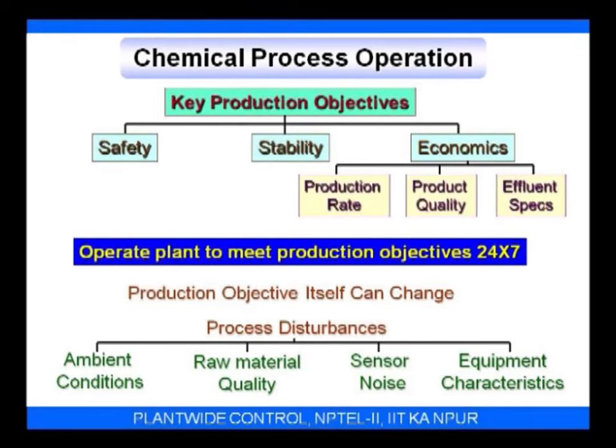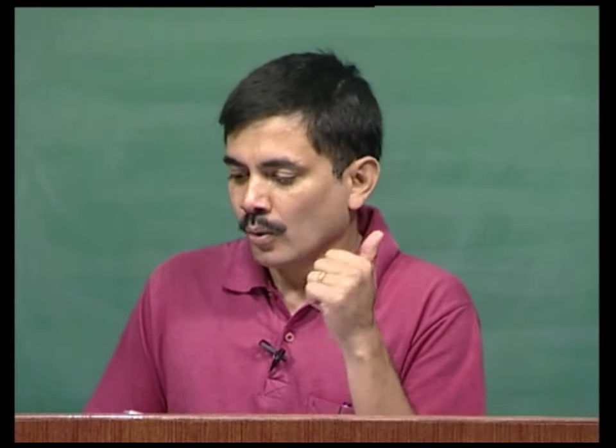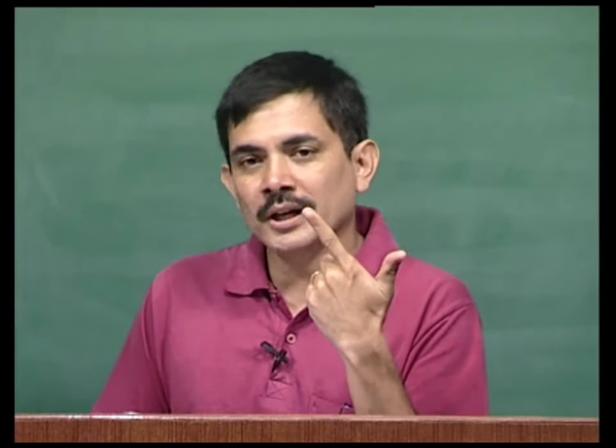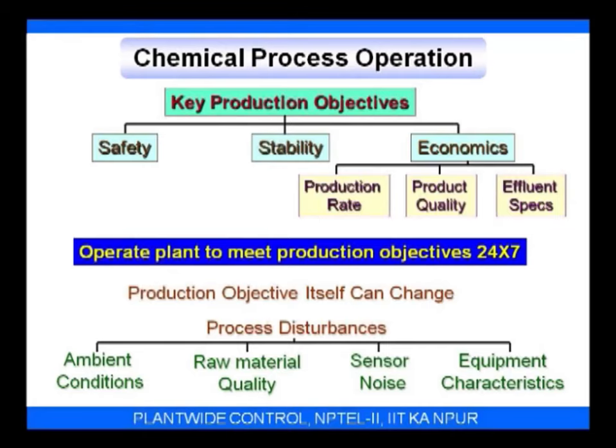And these economic objectives are typically stated in terms of the production rate, for example how much crude oil you want to process per day. That depends on market demand. What is the quality of the product that the market requires? And these days, because of environmental considerations, your process should also be operated in a way such that everything being released into the environment meets regulations in terms of effluent specifications, so that you don't pollute.